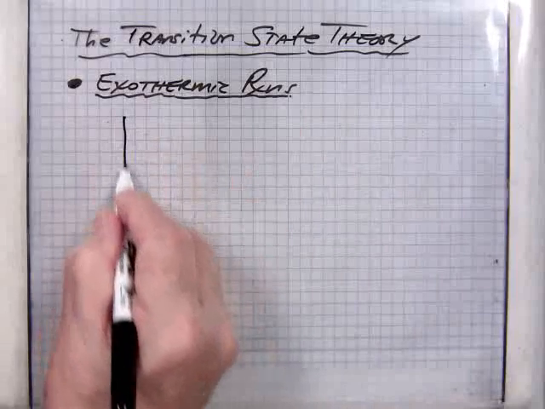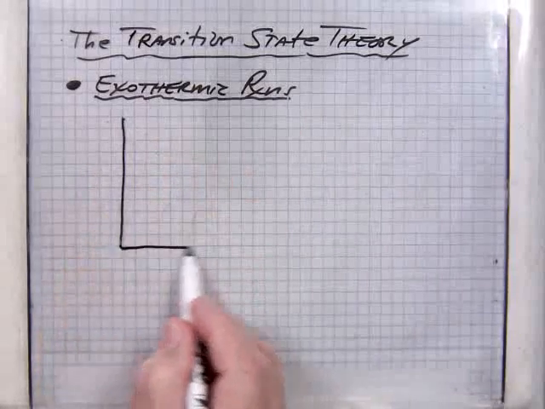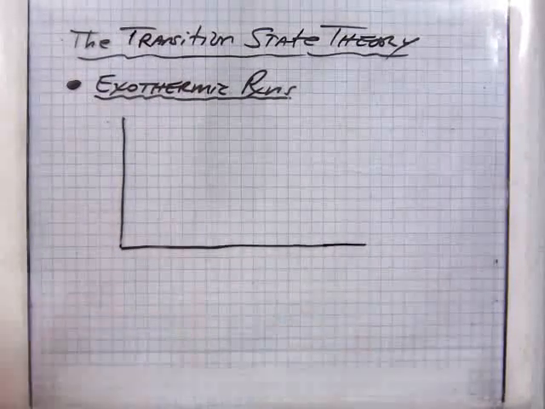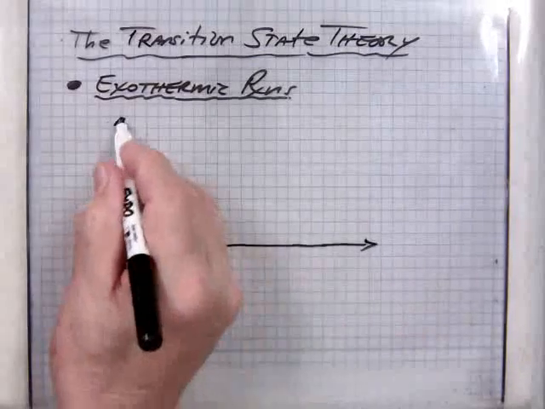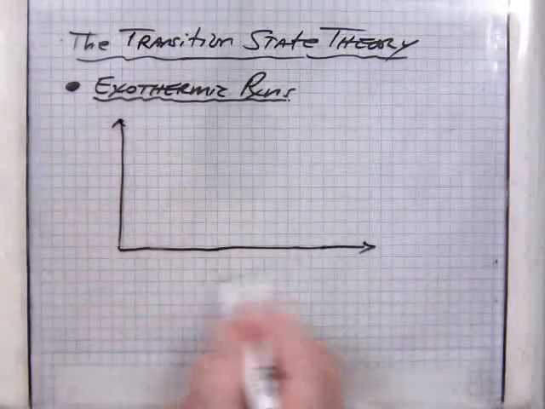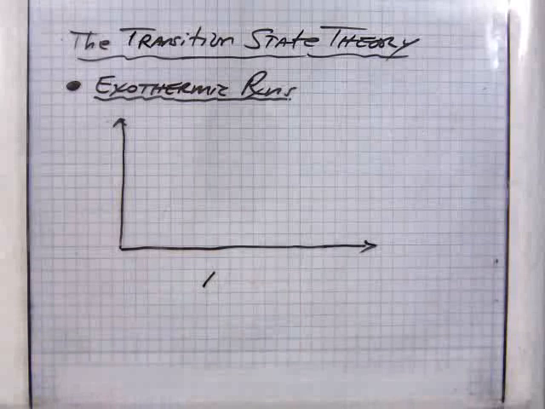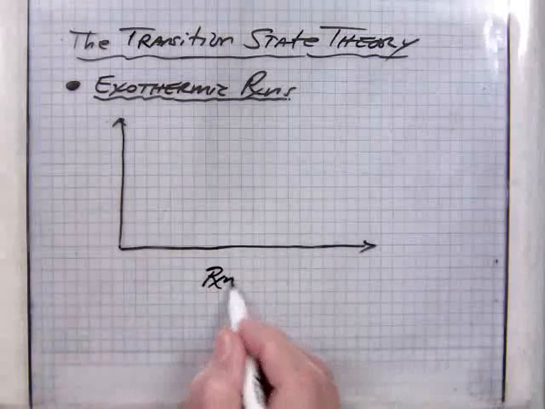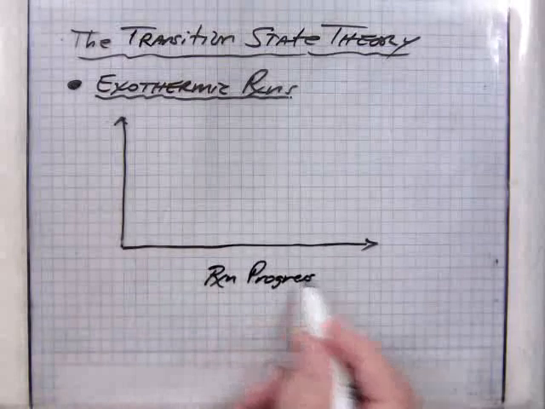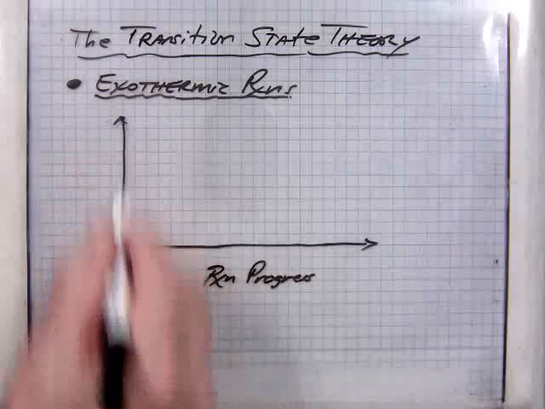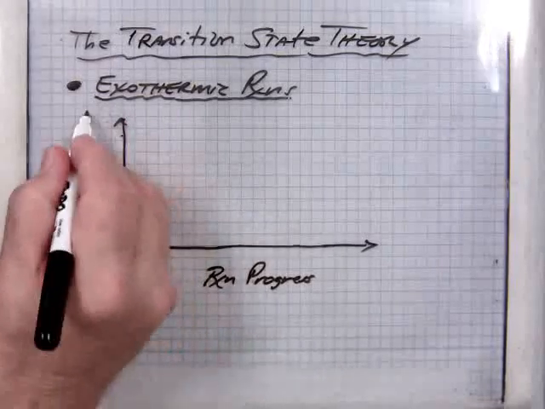So a graphic like a transition state curve is a two-dimensional plot. On the horizontal axis is reaction progress. So as the reaction progresses through whatever it's going to do to produce products, it starts with a certain internal energy. Now, on this vertical axis, this would be potential energy.